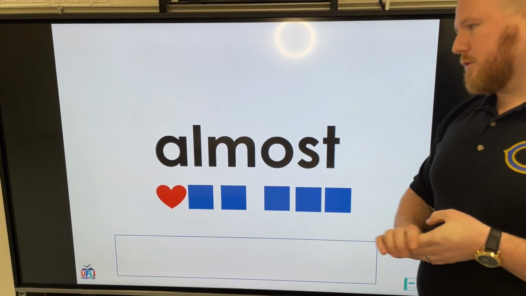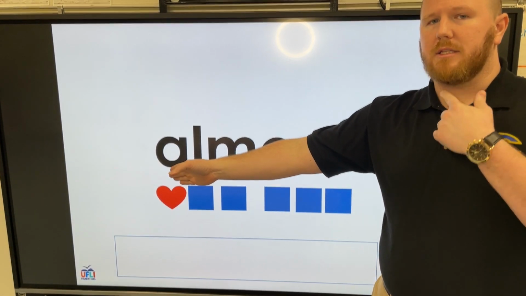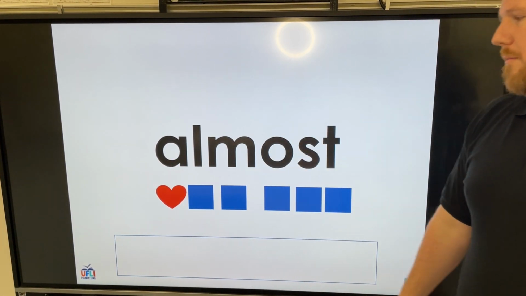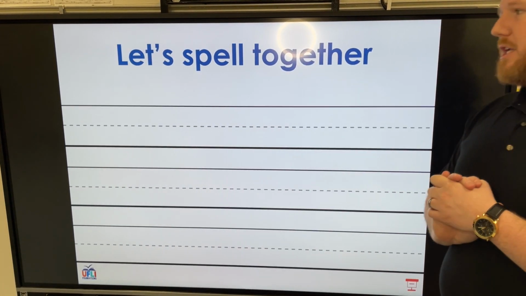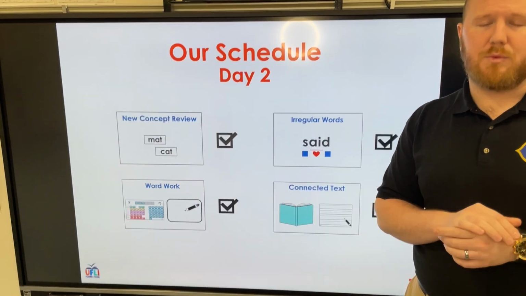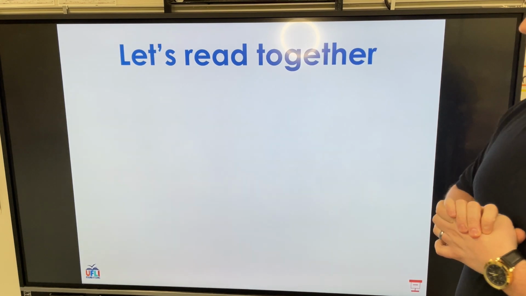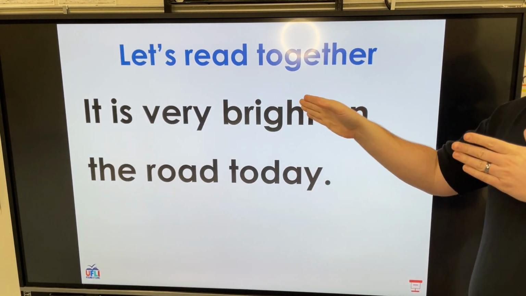Almost. This is actually the last one, but it's the same thing. It kind of sounds like an O when you're saying it. So cool. Now we can move on. If you want to spell, you can, but we're going to move to our last section, which is connected text. So I need my girls to read this.